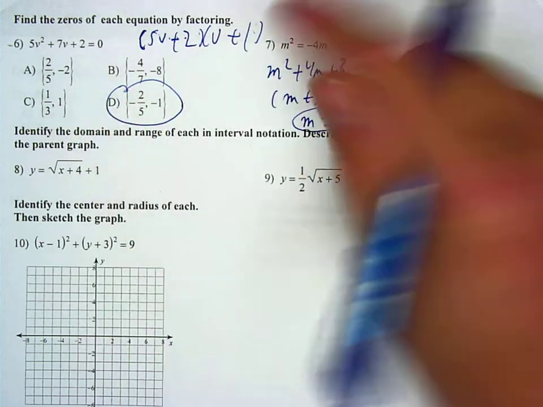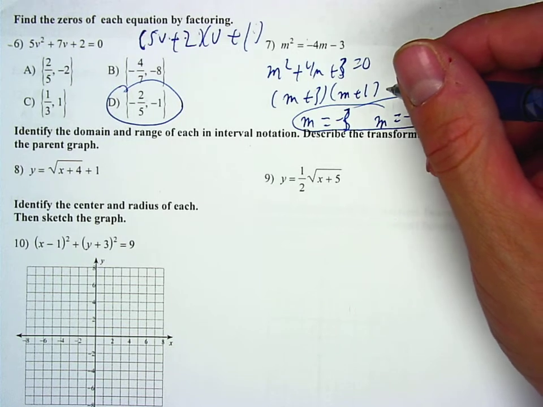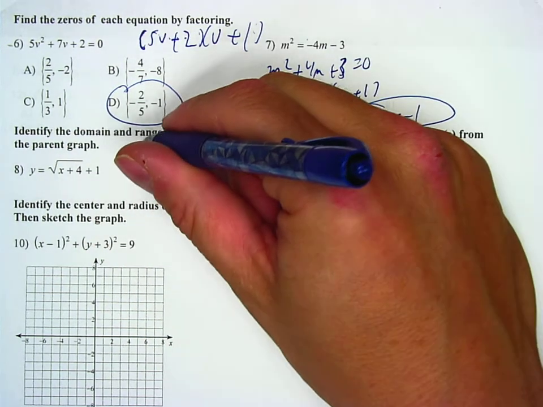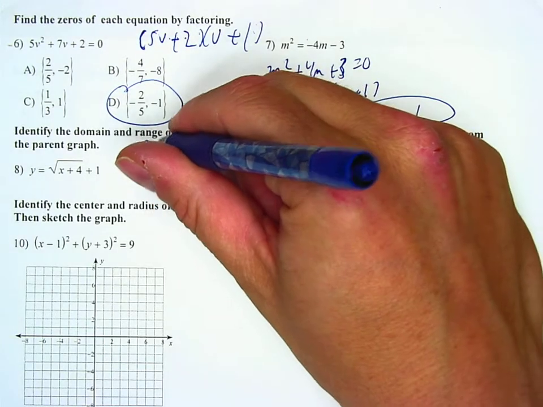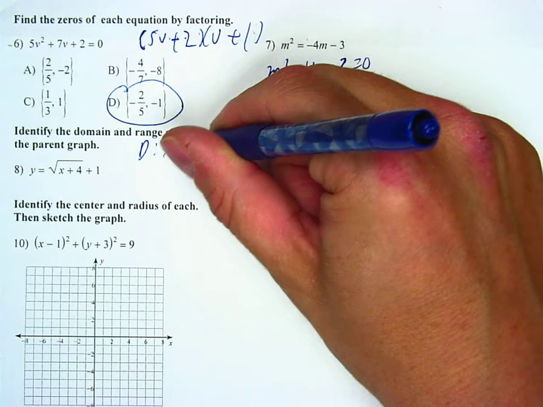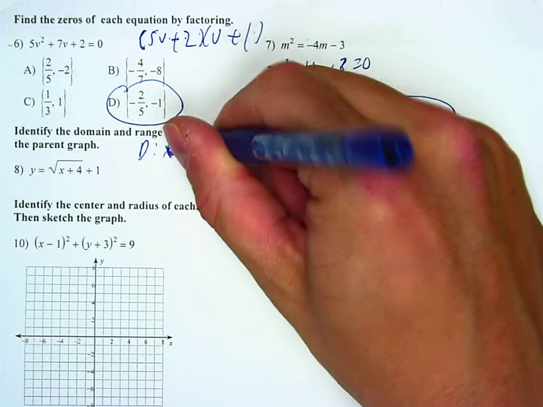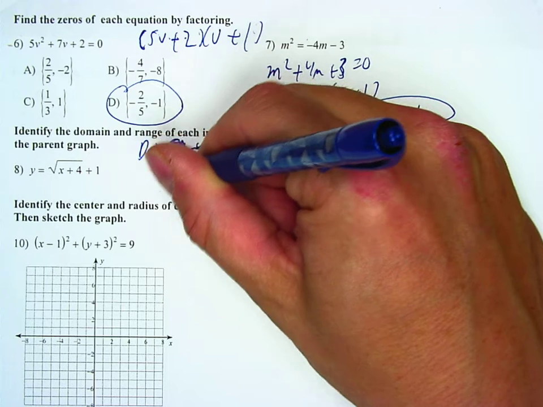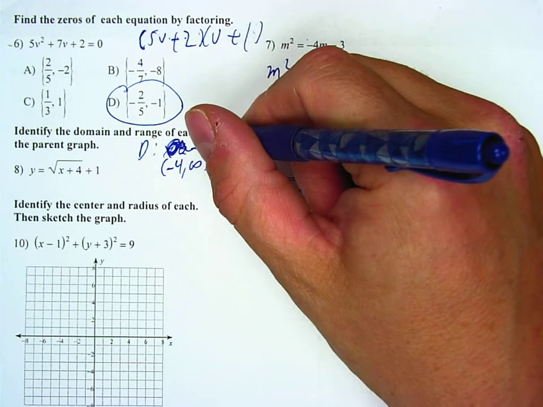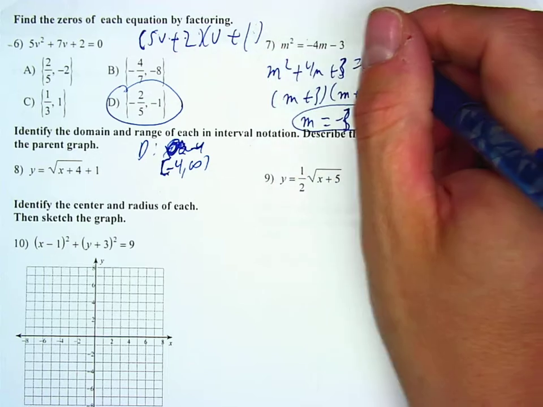All right, identify the domain and range. Describe the transformation from the parent graph. So the domain here, x has to be greater than or equal to negative 4. You can write it like that, or you can write it like we did in class, negative 4 comma infinity. I'll write it like we did in class. And it includes negative 4, so I'll put a bracket instead of a parenthesis.